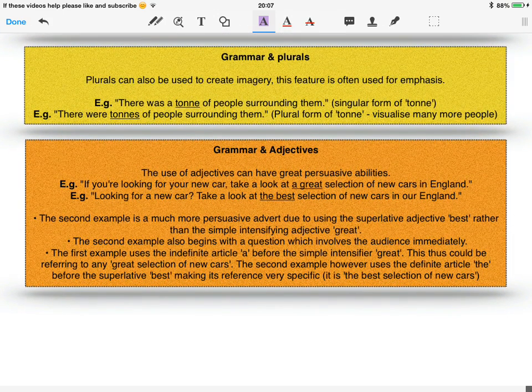So next we have grammar and plurals. Plurals can also be used to create imagery, and this feature is often used for emphasis. For example, there was a ton of people surrounding them.